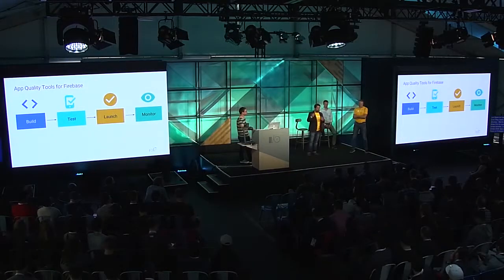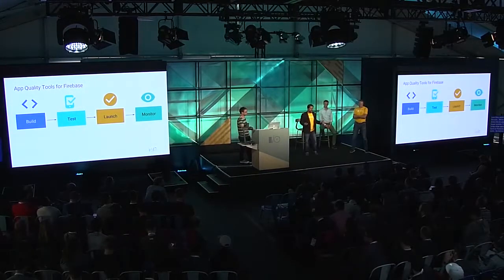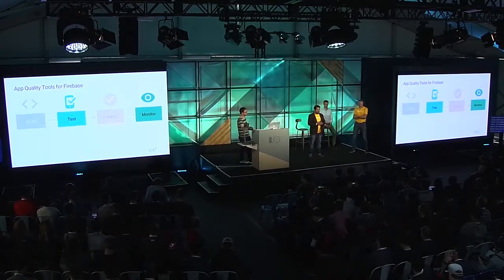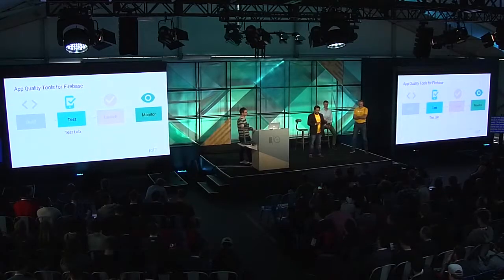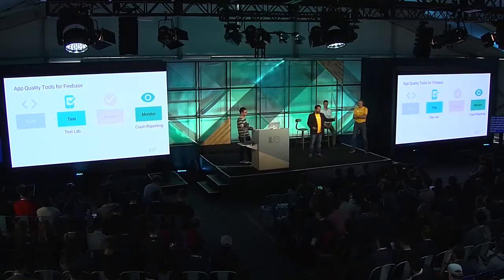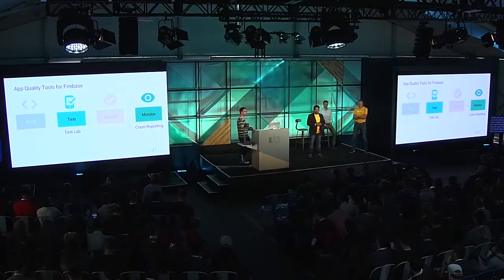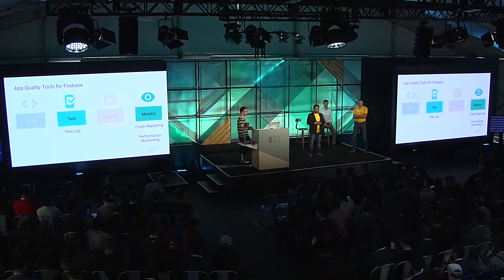To recap quickly, I wanted to just recap what app quality tools we have in Firebase and how they work. So before you put your app in the hands of your users, make sure you use them. Make sure you test your app on Test Lab to make sure it works on all the right devices. After you launch, you'll never catch all of the issues before you launch. So after you launch, make sure you monitor your application and its stability and performance with crash reporting. And then finally, use performance monitoring to see where your app is slow and why.